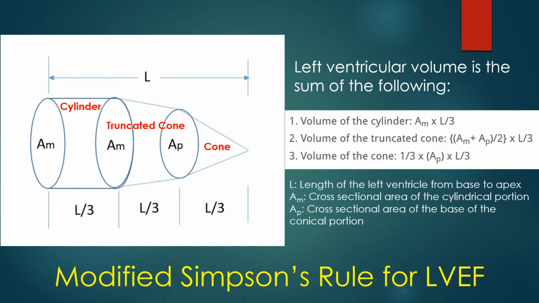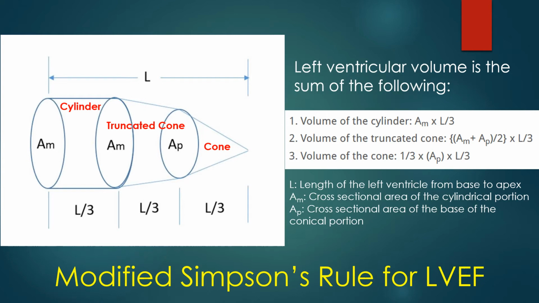Basic assumption in Simpson's rule is that the shape of the left ventricular cavity is a composite of a cylinder from base to the level of the mitral valve, a truncated cone from the mitral valve level to the level of the papillary muscles, and a cone from there to the apex. Total volume is the sum of the three components.